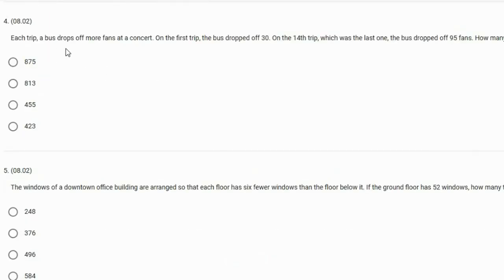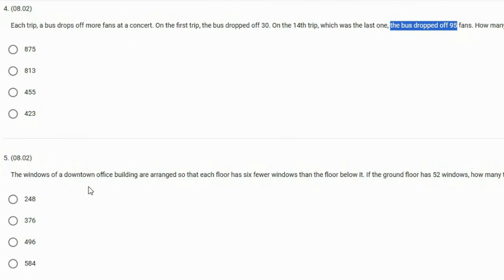Each trip, a bus drops off more fans at a concert. On the first trip, it drops off 30. On the 14th trip, which was the last one, it dropped off 95. That's a really big bus if it holds 95 people. School buses only hold like 60, 65. So this is a huge bus. What if it's a double-decker, like one of them British buses? How many fans did it deliver in total? So you're adding up this whole series. There's 14 trips. You know the first trip. You know the last trip. So you can use that first formula.